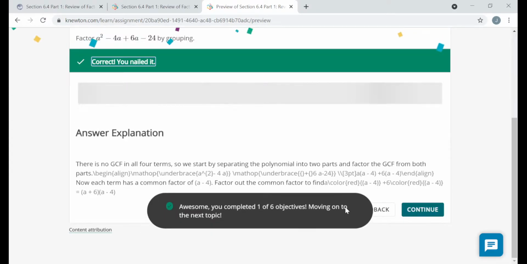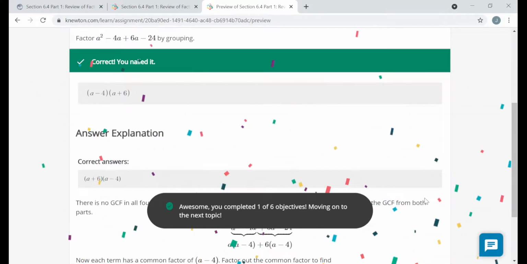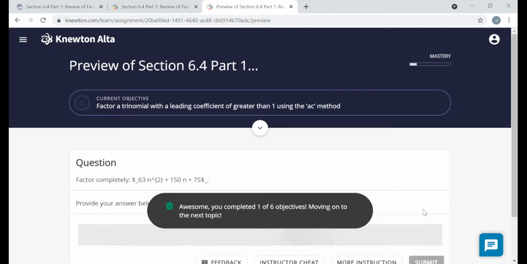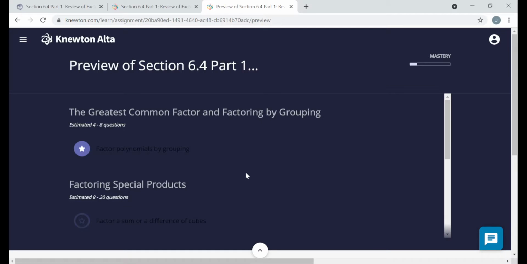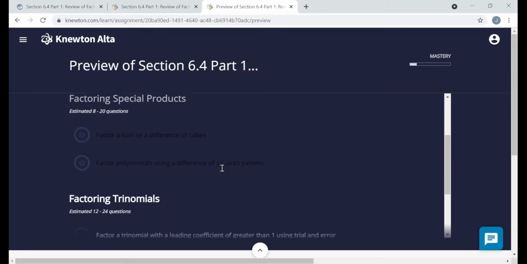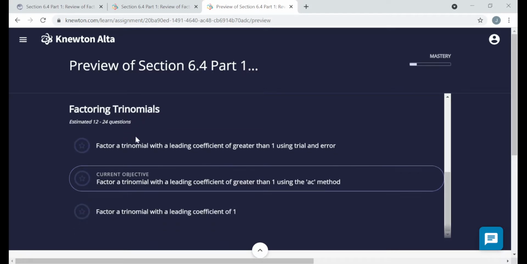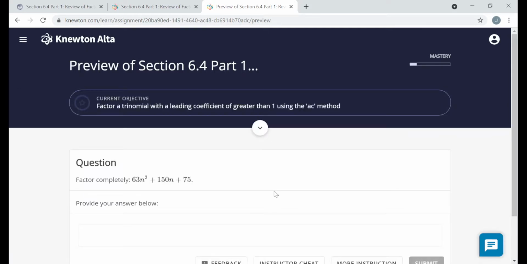Great. So one of the 6 objectives is completed, that factoring by grouping. And let's move on here. Now you see we're in the second heading on factoring special products. Nope, sorry, they moved us down to this heading on factoring trinomials. That's the one that's lit up. So I'm going to be going through probably these 3 objectives next, and then we're going to go back to these 2 objectives in factoring special products.